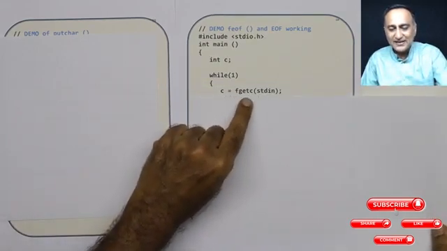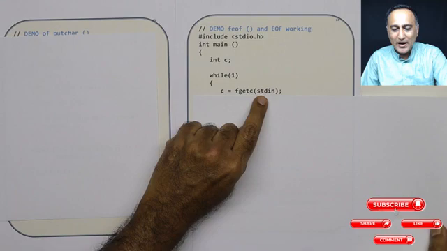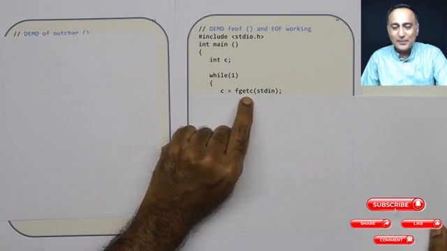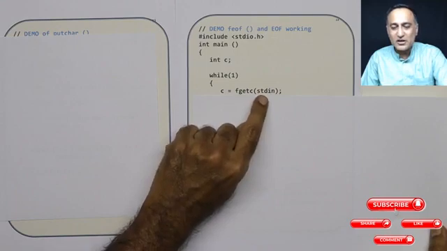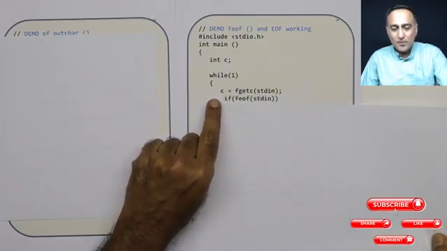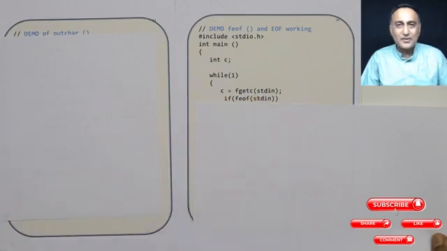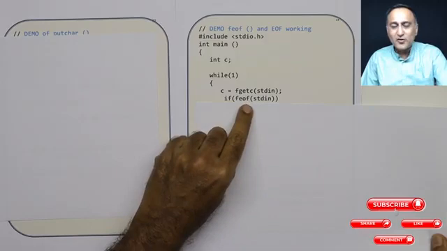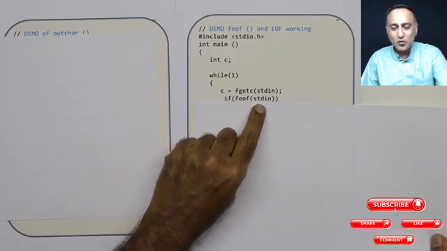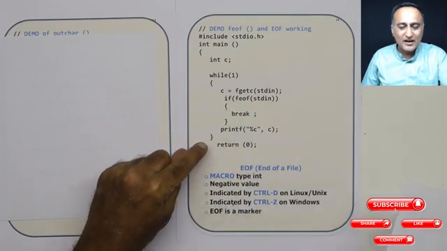I am getting a character from the standard input. What is the standard input? It's the keyboard. From the keyboard, I am reading one character. The parameter to fgetc is stdin, which is your keyboard. The ASCII value of that character, converted into an integer, is assigned to c. Now, suppose this standard input had reached the end. Suppose I had pressed Ctrl and Z on Windows. Then feof would have returned a non-zero value, which means I have reached the end of the file. I am going to break out of this while loop and come out.